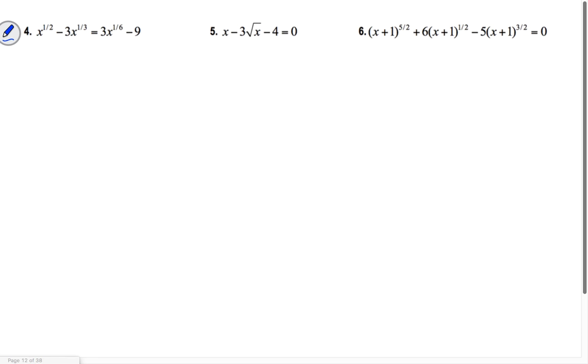We have 3 more. All right, so this next one, we have 4 terms now. We're going to get everything on one side. So I have x to the 1/2 minus 3x to the 1/3 minus 3x to the 1/6 plus 9 equals 0. So previously we've been kind of picking the thing in the middle. How do you pick the thing in the middle with 4 terms? Yikes.